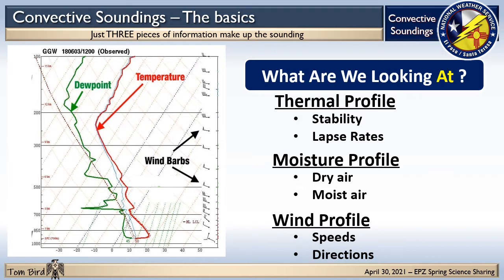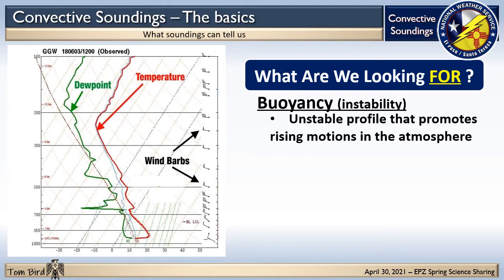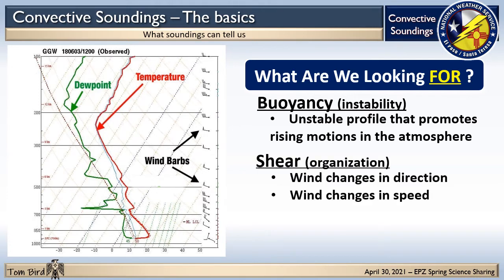The question now is why we use them, and that would be what are we looking for, looking at those same three elements. Of course, when you're looking at the temperature profile, you're looking at buoyancy or the lack of it, so stability or instability. So we're looking at whether or not the atmosphere promotes or resists rising motions in the atmosphere. The next thing we look at, with the wind profile, is shear, changes in direction and speed of the winds with height. And that helps us to see what kind of organization we might get if we have storm development on any particular day.